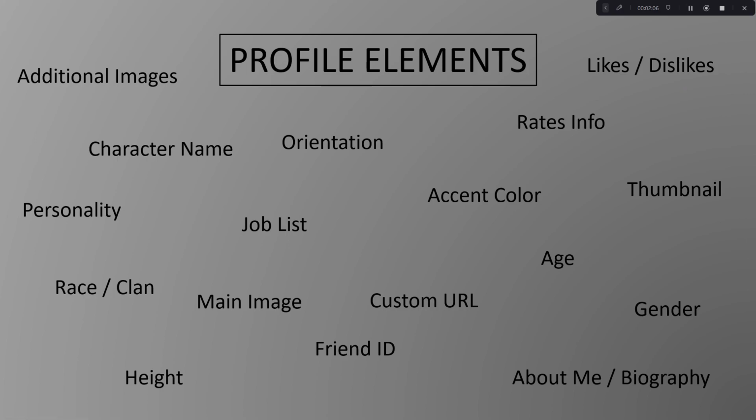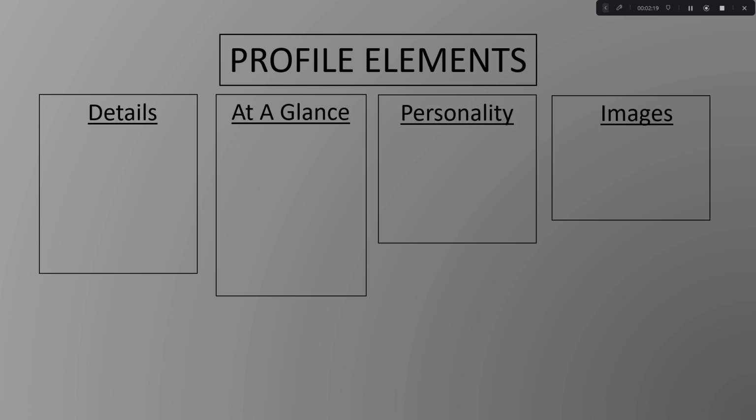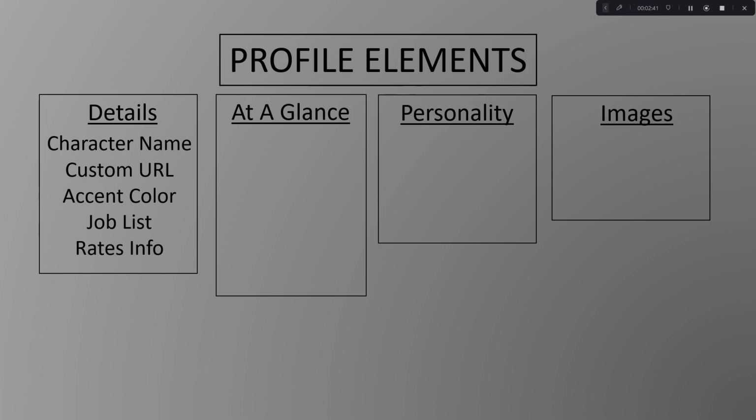Okay, so let's move on to the next slide and we'll see what kinds of groupings we can get set up. The first thing I did was generalize what each category was going to be, and I came up with details, at a glance, personality, and images. So let's take a look at what we've got in details. I realized character name, that's a detail. The custom URL that's underlying the name, also a detail. The accent color, the list of characters' jobs, and rates information if they're, again, an employee or if they perform some kind of service.